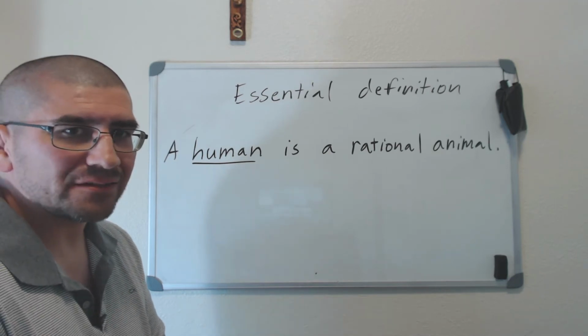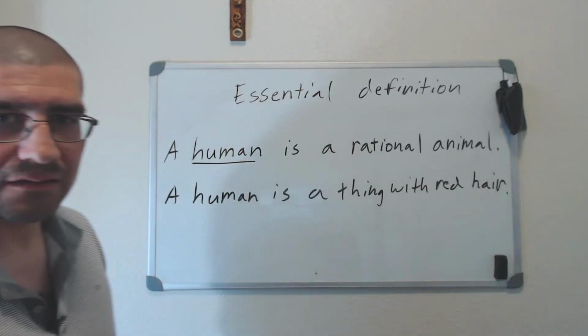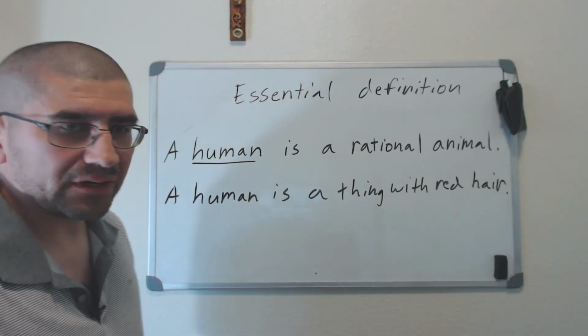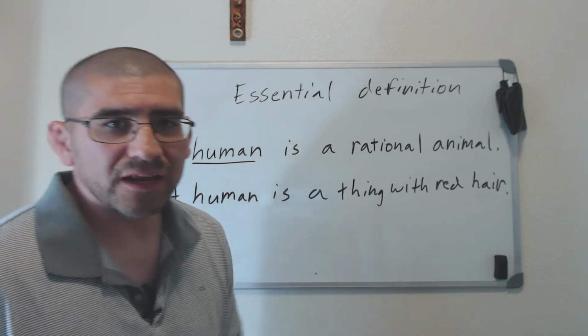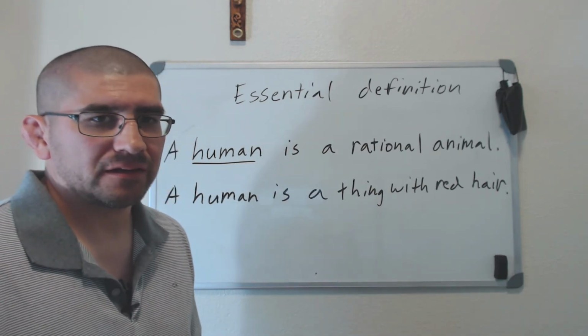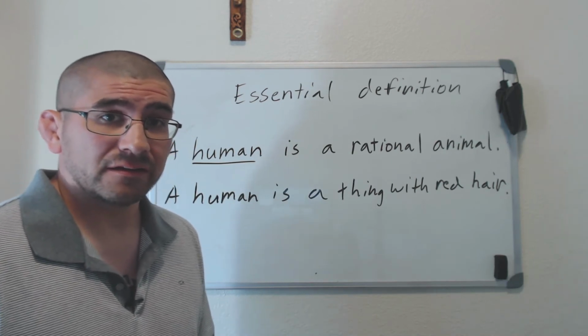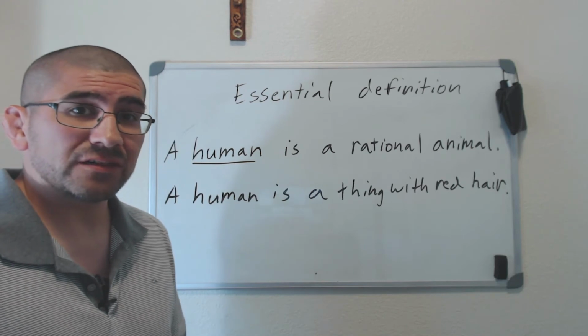There are other ways I could define a human. Let me give this example. What if I defined a human that way? A human is a thing with red hair. You may say to yourself, whoa, not everybody has red hair. And you would be right, because not everybody does have red hair. This is not a good definition of a human being.